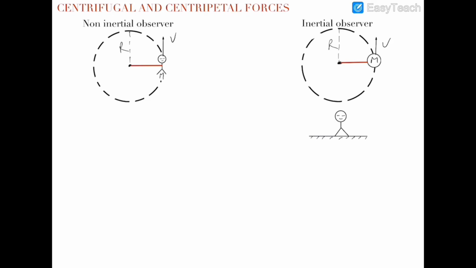But when you are standing on the ground and you are watching some other guy who is standing on that merry-go-round, you are not experiencing that pull on him and neither on you while standing on the ground. So when you are standing on that merry-go-round, then you are a non-inertial observer because you are accelerated.